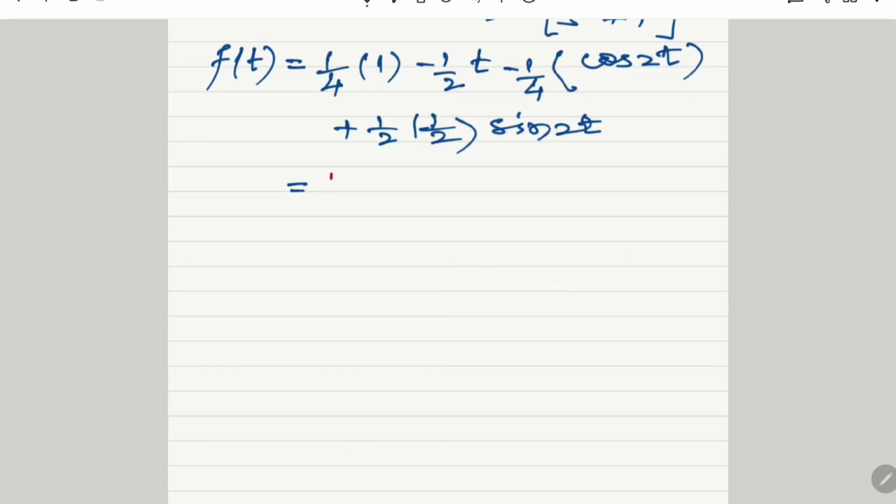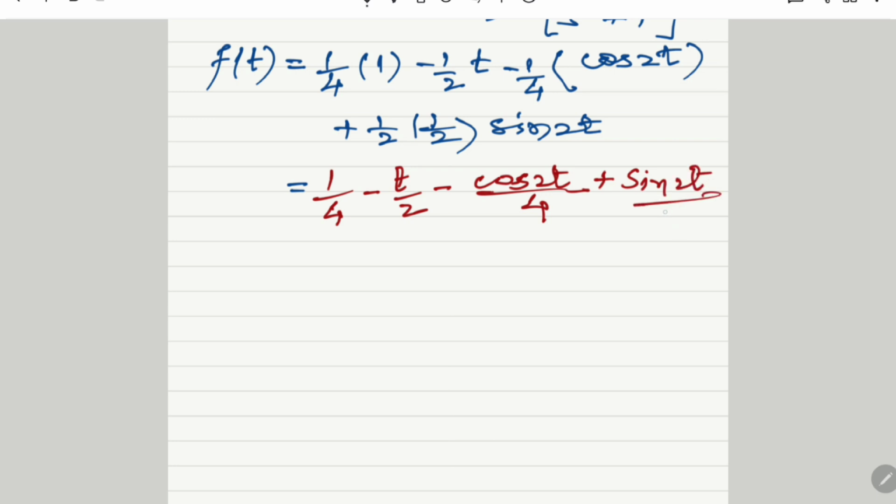Final answer as 1 by 4 minus t by 2 minus cos 2t divided by 4 and plus sin 2t divided by 4 as the required answer.